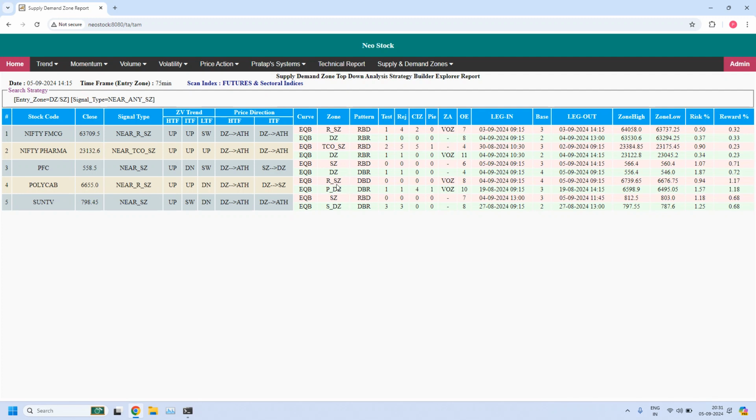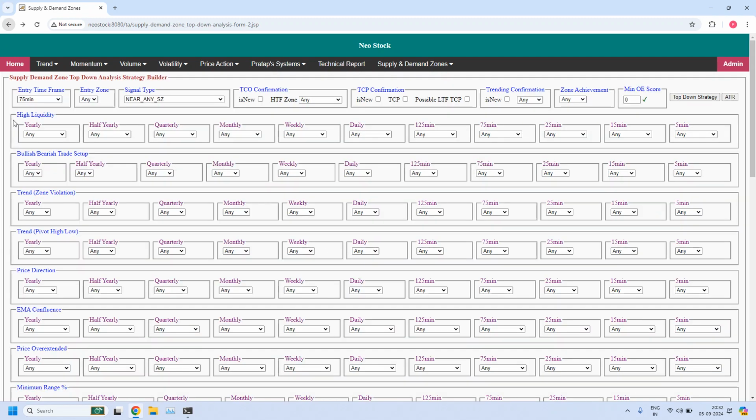And we have Polycab having a high liquidity daily supply zone, fresh zone. If you can find a fine-tuned 5-minute zone, you can plan a trade. So we identified one high liquidity supply zone from 75 minutes time frame. Okay, next time frame is 25 minutes.